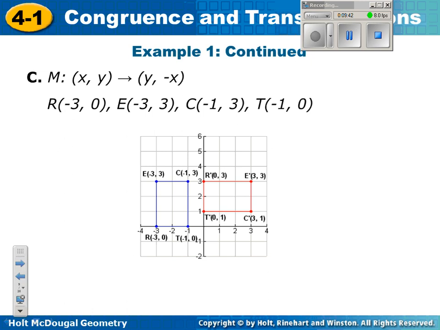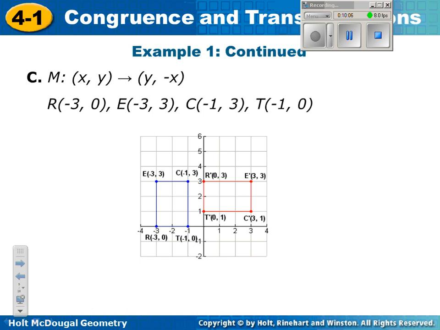So you should have had the blue rectangle before we started. Agreed? Or is there a mistake on this one? Okay, and then now we're going to plot the new one. So you should have a point at 0, 3. That's your R prime. 3, 3 is your E prime. 3, 1 is your C prime, and 0, 1 is your T prime.